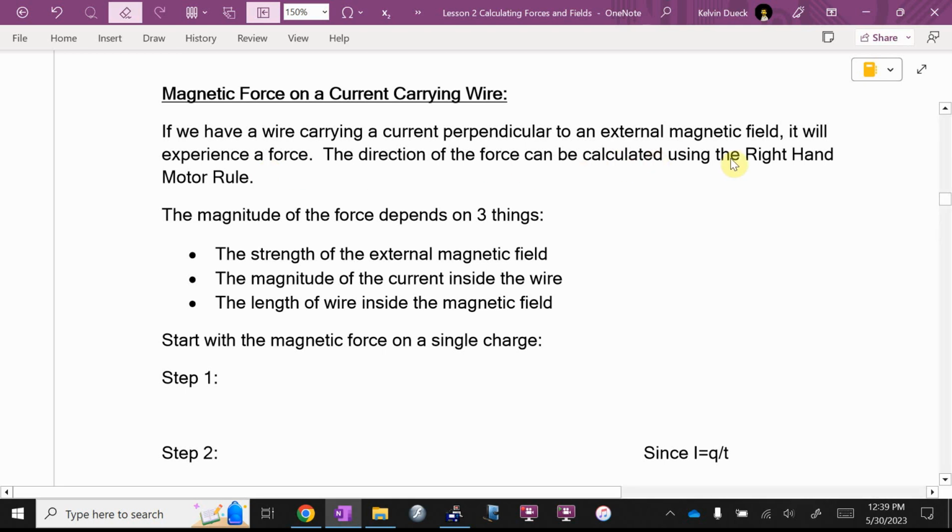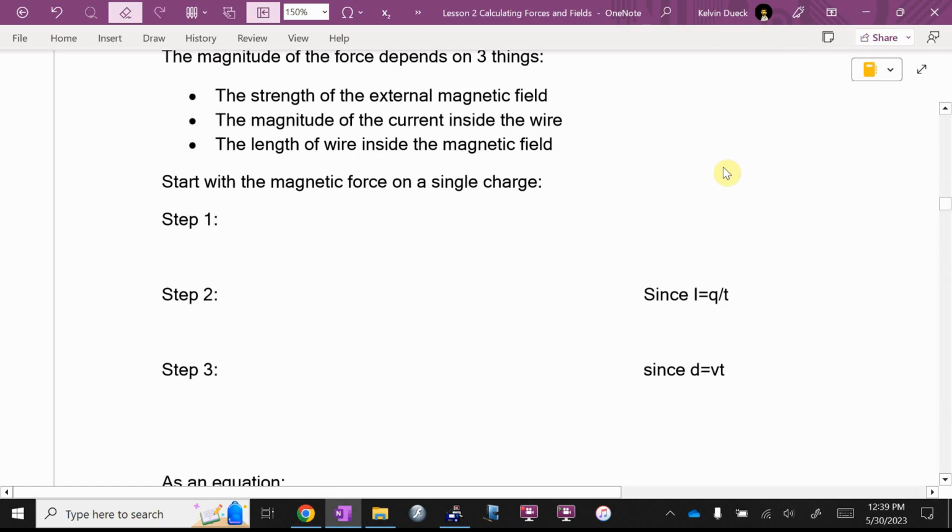This is the thumb high five. The magnitude of the force depends on three things. How strong the magnetic field is, which I think tends to make sense. Stronger magnetic field, bigger force. How big the current is, because that's how many charges per second. And how much wire is in the magnetic field, because more wire, more charges, each one of which is going to feel a force. We can prove it.